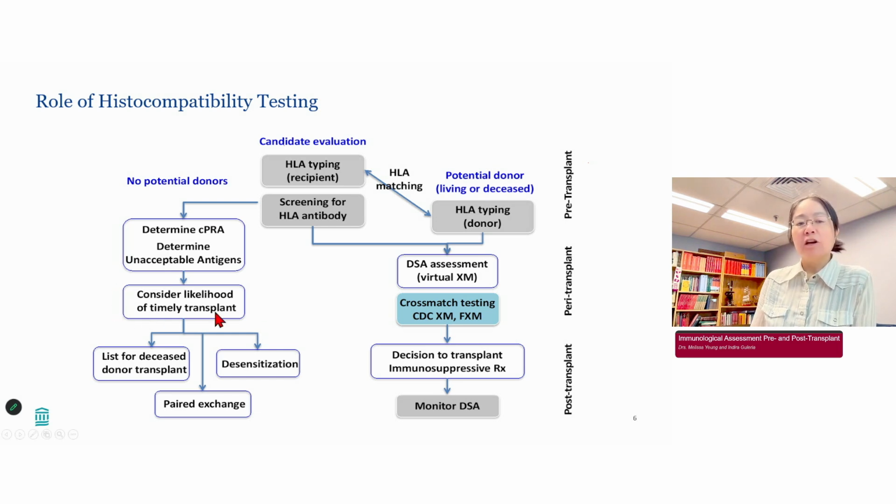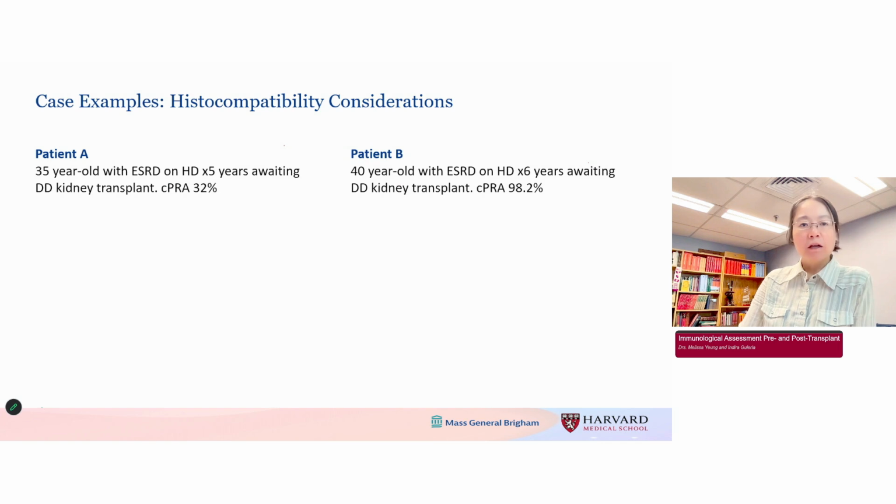And given that, one then would decide whether the patient just gets put on the deceased donor list, whether one needs to consider desensitization, or if the patient has a potential living donor that they're HLA incompatible with, whether a paired exchange would be possible. So let's illustrate this by considering two cases.